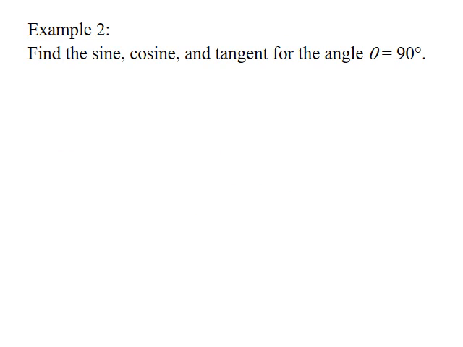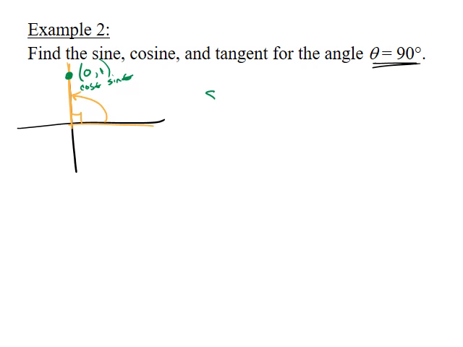here I want to find sine, cosine, and tangent for the angle theta is 90 degrees. So if theta is 90 degrees, I know this is my initial side. This is my terminal side because this is 90 degrees. I know that this has the ordered pair 0, 1, which means cosine of 90 degrees is 0, and sine of 90 degrees is 1. So we've already answered part of this.